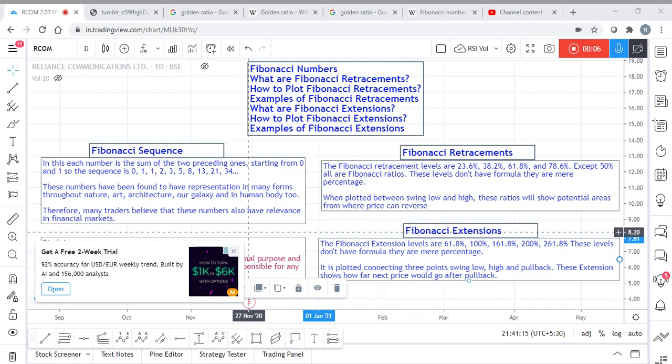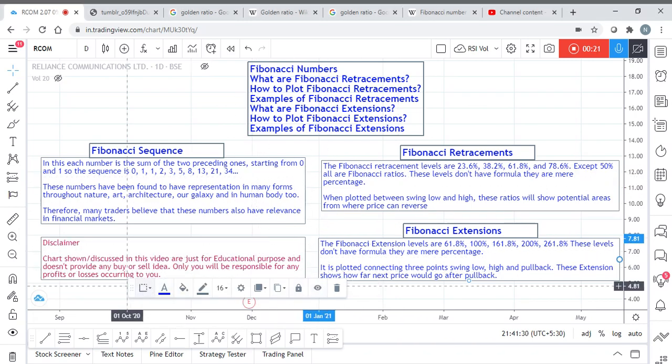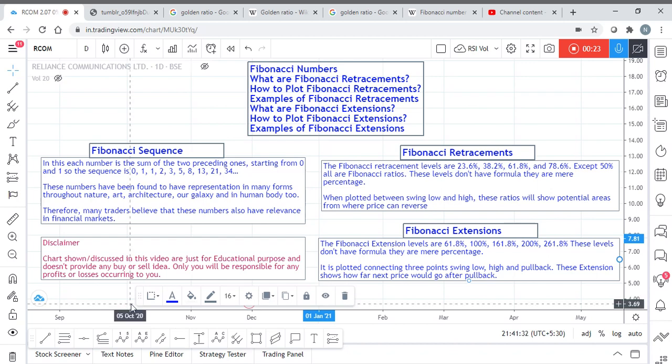So this video is regarding Fibonacci Retracement and Extensions. In this video we are going to learn how to use the Fibonacci Retracement and Fibonacci Extensions.